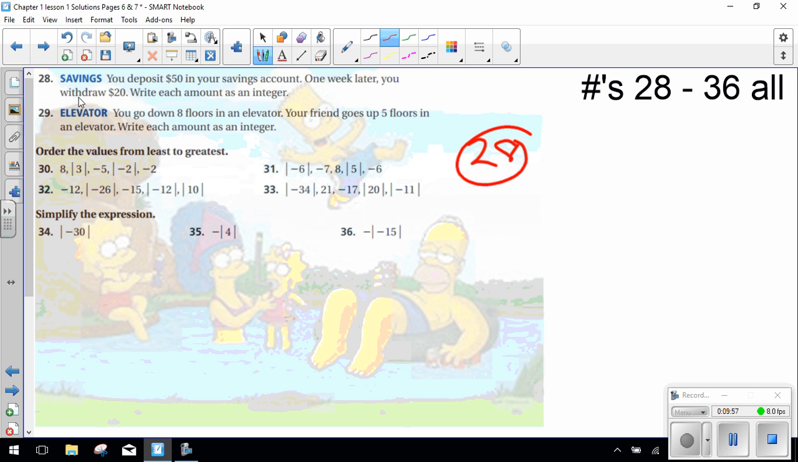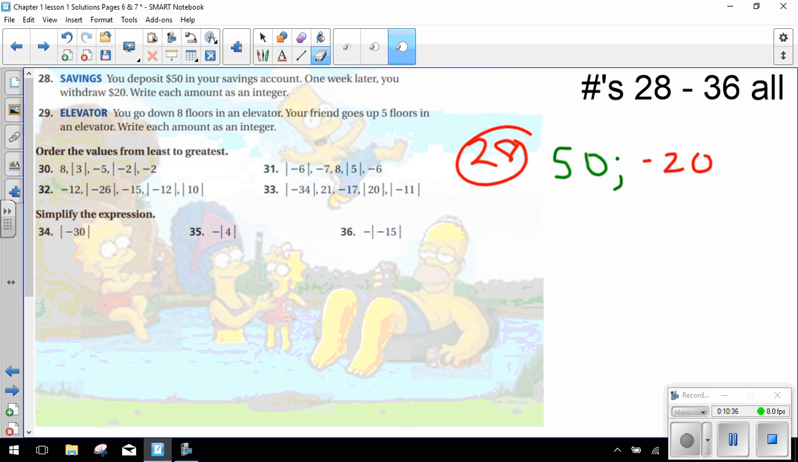One week later, you withdraw $20. $20 withdrawal means you go to the bank and say, hey, I'm going to the movies with my friends. I need some money. Withdrawal means you are going to take from the $50. You're going to subtract from the 50. So your directions are write each amount as an integer. So the deposit of $50 is positive. So that's just 50. You don't need to write plus 50. And then the withdrawal of $20, well, that's a negative because you're taking out. So that's negative 20. Okay.